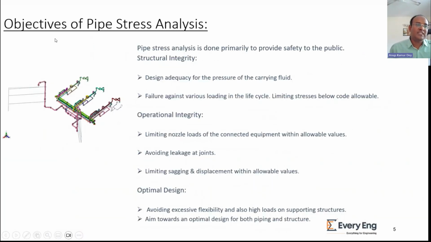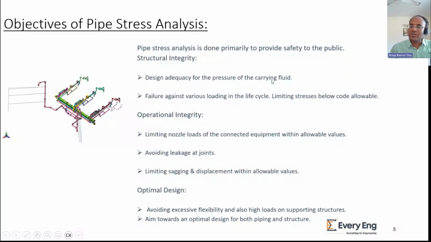So let's learn what the objectives of pipe stress analysis are. Pipe stress analysis basically ensures three important things. One is called structural integrity, second is called operational integrity, and third is optimization. So what does the term structural integrity mean? It means that the design adequacy for the pressure of the carrying fluid is sufficient.